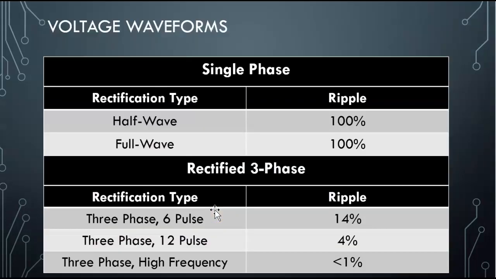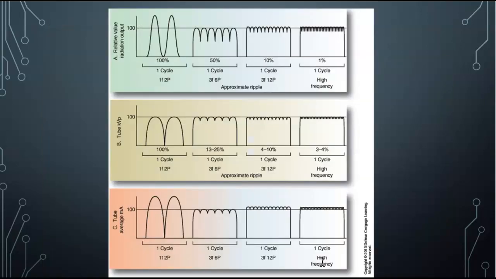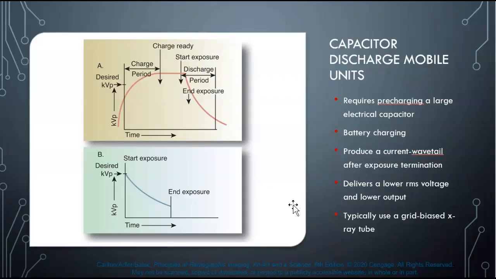So here is another graph. For rectification type, we have half wave and full wave. We still have 100% ripple. And if we go 3-phase 6 pulse, we're at 14, 3-phase 12 pulse 4, and a high frequency 3-phase is less than 1%. And this is just another picture, to let you see what it all looks like. So same thing, same thing. All the numbers fluctuate just a little bit, but overall they're saying the same thing.